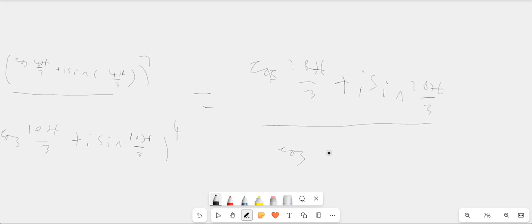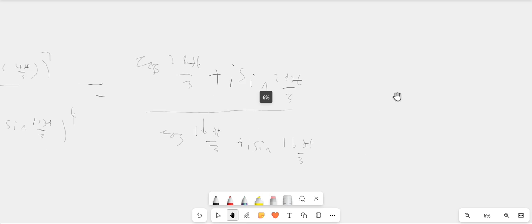And in terms of the 4 inside, that's cos 16 pi over 3 plus i sin 16 pi over 3, I believe. And then obviously convert that into a reasonable form. So the top is going to be e to the power of 28 pi over 3 i, and the bottom is going to be e to the power of 16 pi over 3 i, yeah?